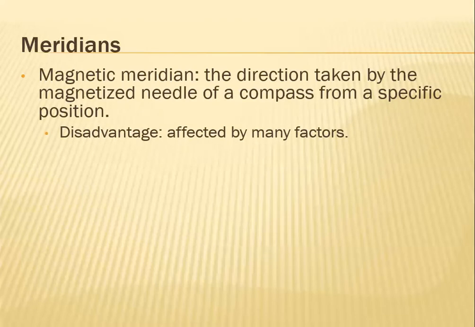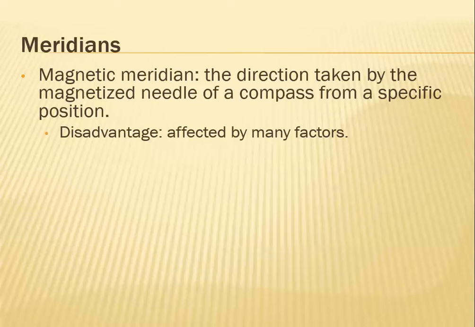Meridians continued. Another meridian is your magnetic meridian. That's the direction taken by the magnetized needle of a compass from a specific position. Magnetic meridians have been used for a long time. Actually, compasses have been used for a long time. And it's quite cool that the Earth kind of comes with its own way of navigating. Before most of the things that we use nowadays were possible, people were using compasses, and we're going to talk about that in a little bit.